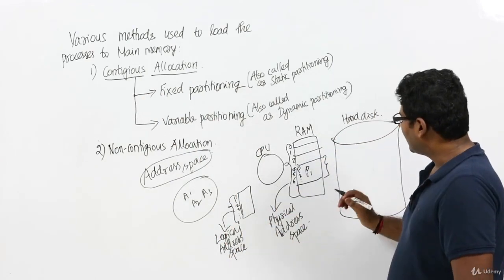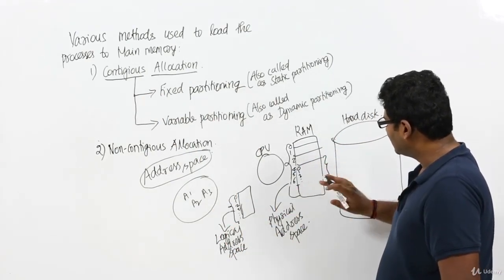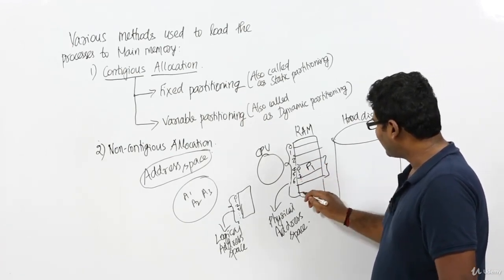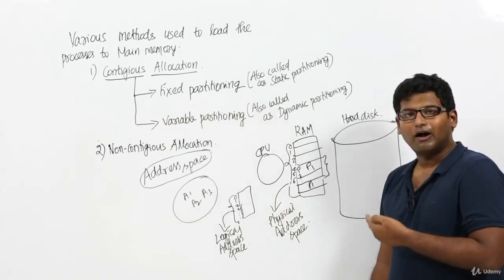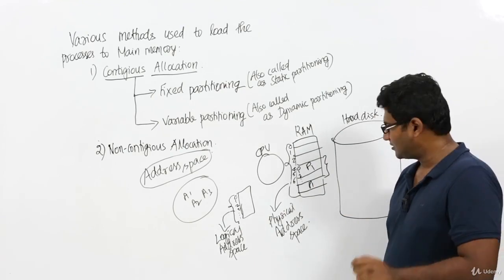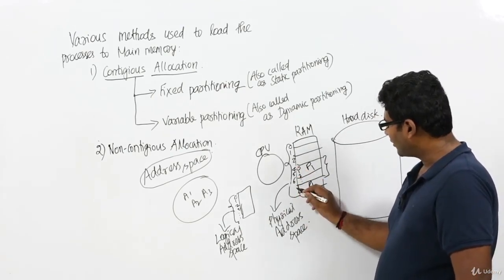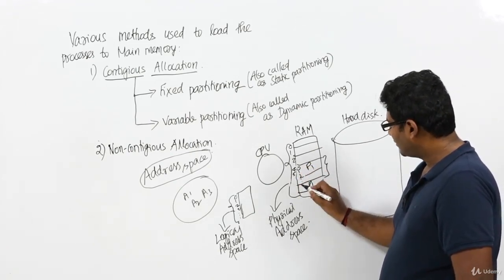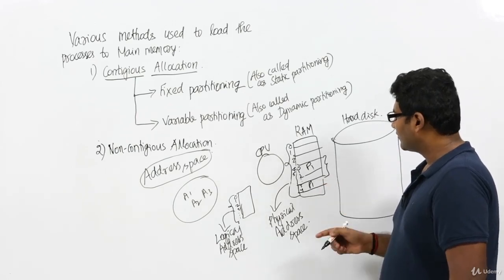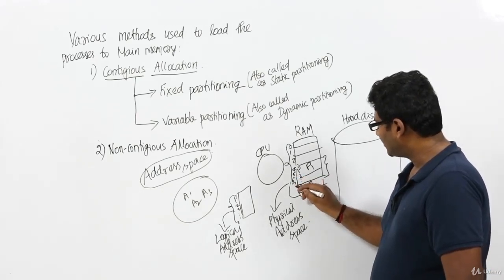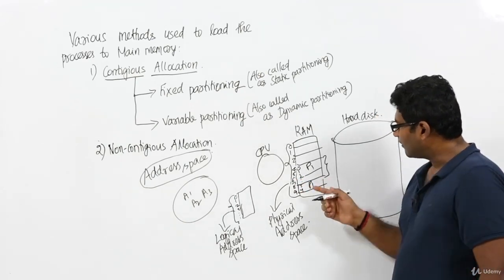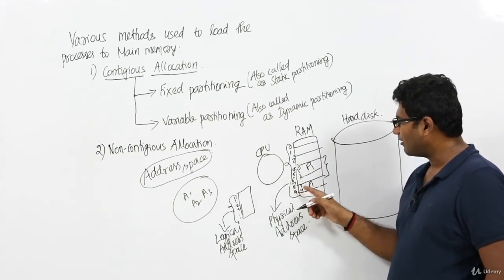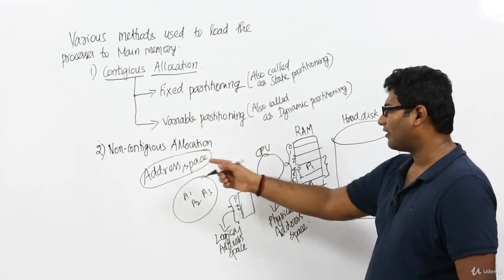In case rather than placing the process P1 like this, we place some part of process P1 over here and some part of process P1 over here, it is a non-contiguous allocation. It is not contiguous because, let us assume, addresses 0, 1, 2 of process P1 are placed here, 3, 4 are placed here, and here 6, 7, 8, 9. So all the addresses of process P1 are not placed in contiguous addresses of RAM. We have left some gap. So clearly this is a non-contiguous allocation.